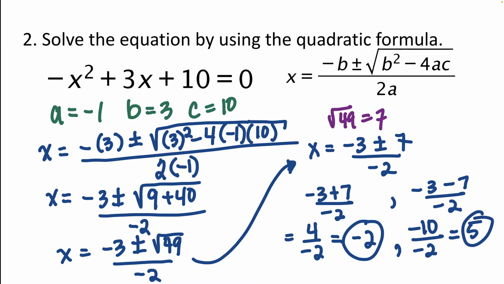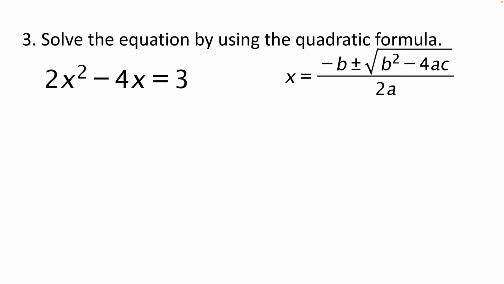So we have two solutions to this equation, -2 and -5. This is one example where the exact values and the approximate values are exactly the same. And that was because the square root was a perfect square. We could simplify those to integer or whole number values. Now let's take a look at our third and final example.